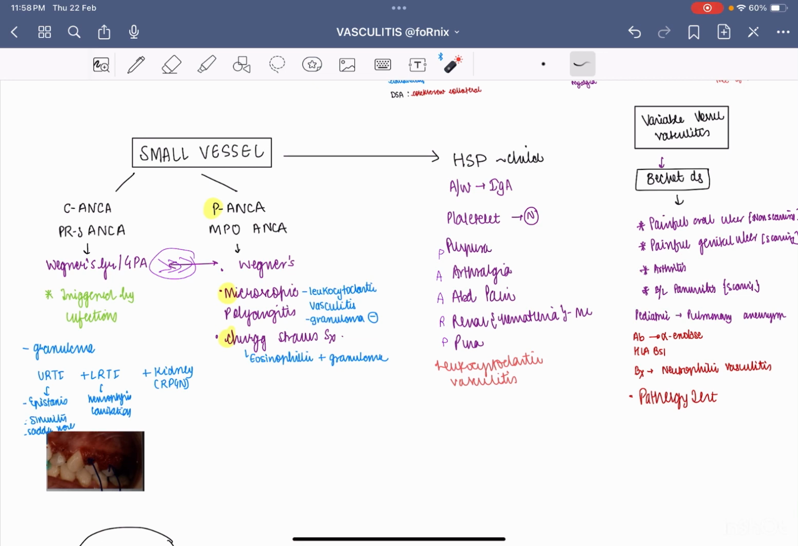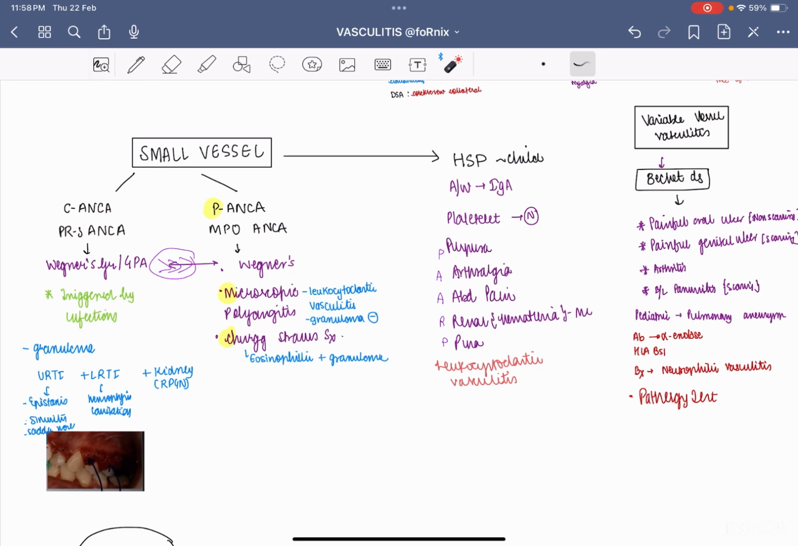In Churg-Strauss syndrome, C is like E, so eosinophilic granuloma is also seen in this. But in microscopic polyangiitis, granuloma is absent, and we will see leukocytoclastic vasculitis. Wegener's is mostly involved in the C-ANCA, but it can also be seen in the P-ANCA. If a statement question comes, like Wegener's can be seen in the P-ANCA, the answer is yes, but mostly it is involved in the C-ANCA.